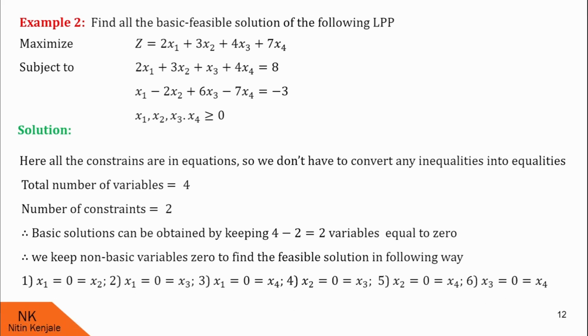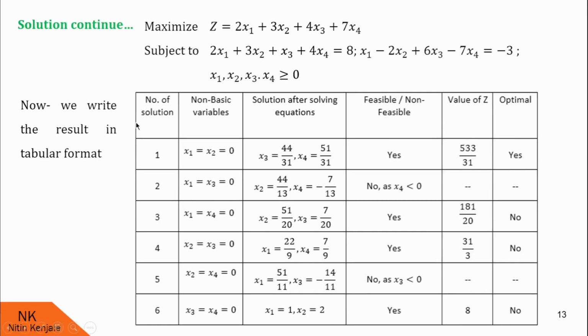Now let us prepare a calculation table as we have seen in previous example. In this way, first column is number of solutions. We have seen these 6 different cases for non-basic variables. We are keeping them 0. When we put x1 and x2 equal to 0 into these two equations, we will get 2 equations in x3 and x4. When we solve them, we see x3 is equal to 44 upon 31 and x4 is equal to 51 upon 31. Guys, you can pause the video and check this calculation using calculator. Then we will see whether it is feasible or not.